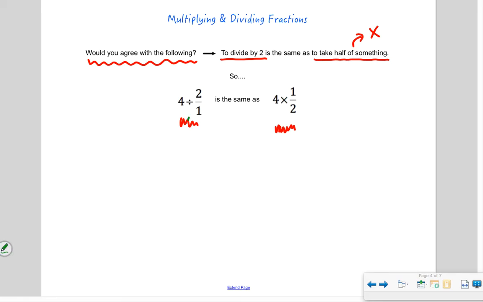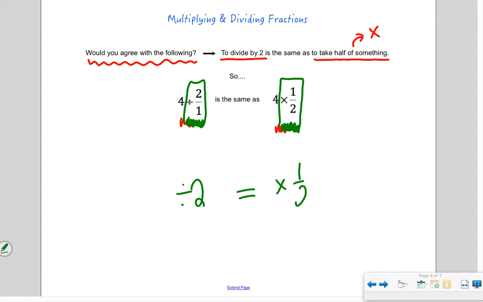Okay, and what do you guys notice here? This is a helpful relationship here that helps us divide. What do you guys notice? If this is the same amount, what can we say here? To divide by 2 is equivalent to multiply by a half.